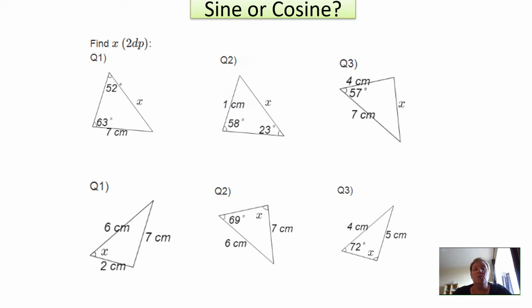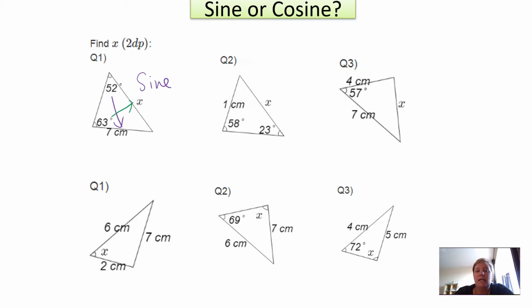All right, so we're not going to work these out. We're just going to decide whether we use sine or cosine for them. Okay, so let's have a look at question 1 here. I often do it by drawing on it. I've got a pair of side and angle there, and I've got a pair of angle and side there, but I'm missing a third side over here. So that tells me I've got 2 pairs, so that is sine.